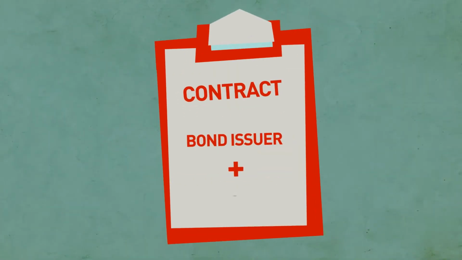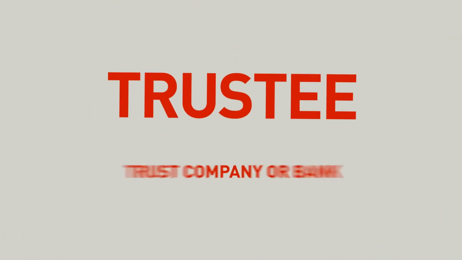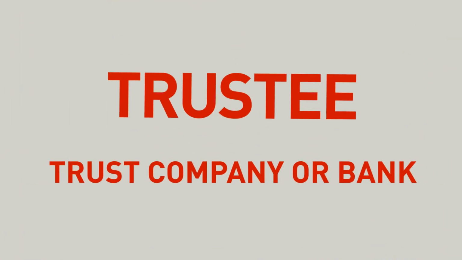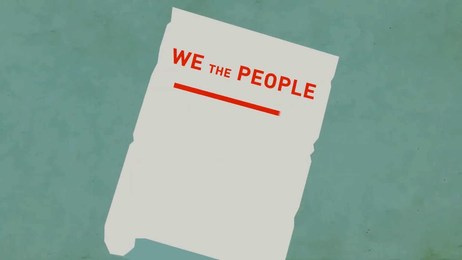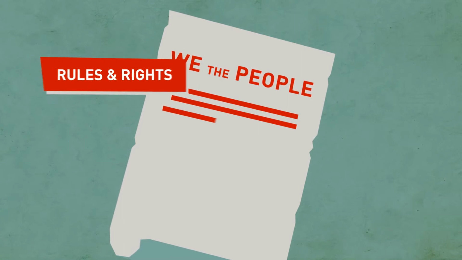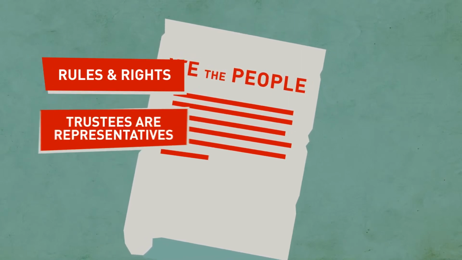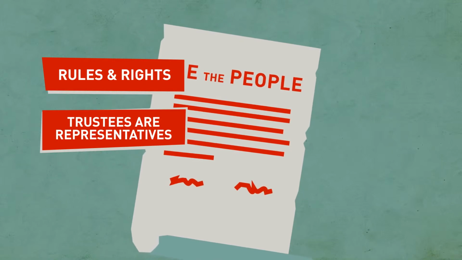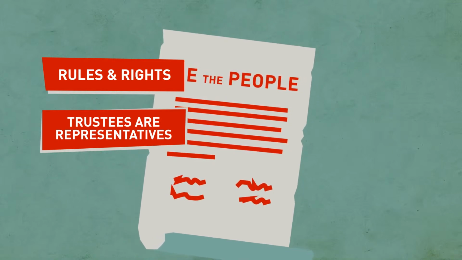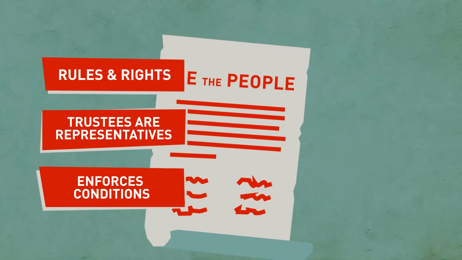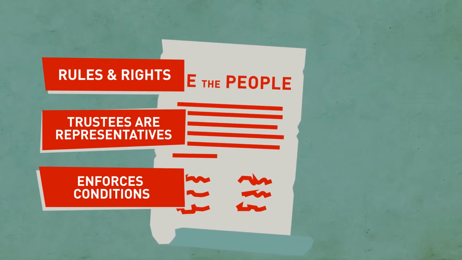A trust indenture is essentially a contract between a bond issuer and a trustee, typically a trust company or bank, who acts on behalf of bondholders to ensure that all established conditions are met. You can think of a trust indenture like the U.S. Constitution, which lays out rules for the country and rights for its citizens. Just as a trustee acts as a representative for bondholders, federal judges act as a representative force to ensure that the conditions of the Constitution are adhered to by those in power.